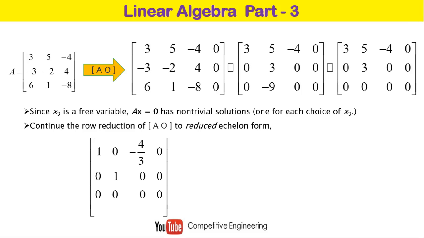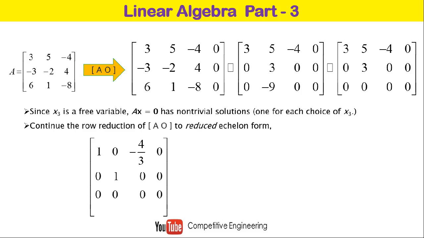Again, I want to convert the 6, the third row's first element, into 0. So I convert it by taking the third row minus 2 times the first row. I get 6 minus 2 into 3, which is 0, 1 minus 10, which is minus 10, minus 8 minus 8, which is 0, and the last is 0. After converting to row echelon form, I got this matrix. This is the echelon form of the matrix.